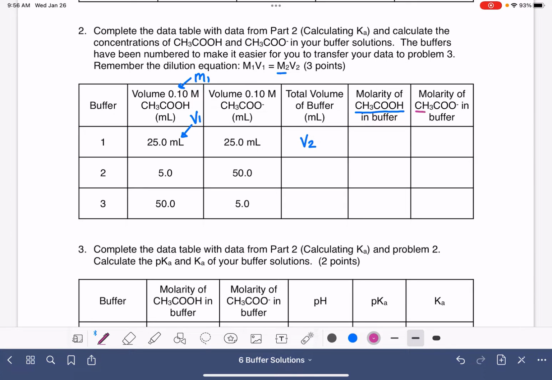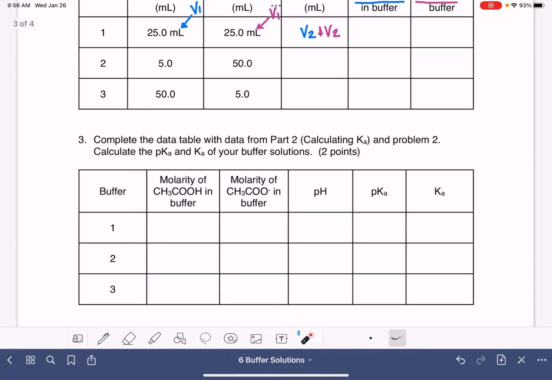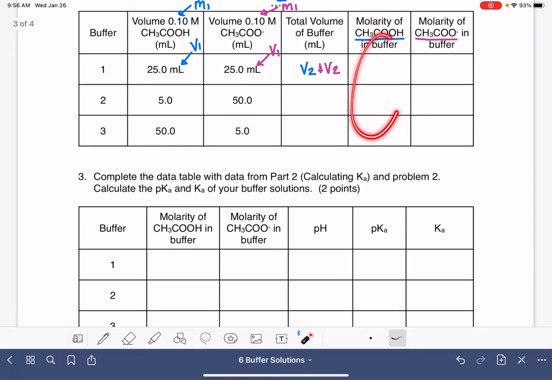For the CH3COO minus, there's your M1, 0.1 molar. Here is your V1, 25 milliliters, and this is also your V2, so both of these components have the same total volume, and you'll be calculating for M2 again. You are going to copy these molarities down into the next data table.